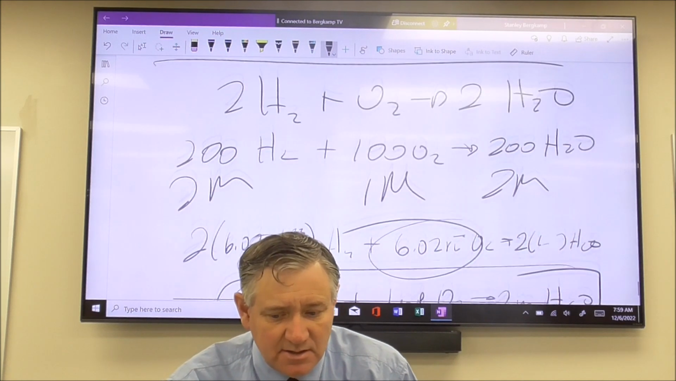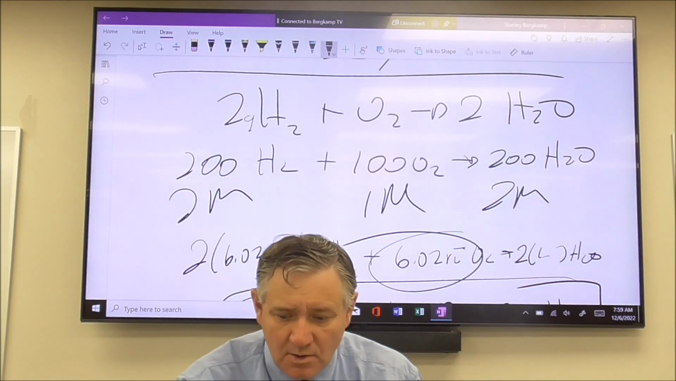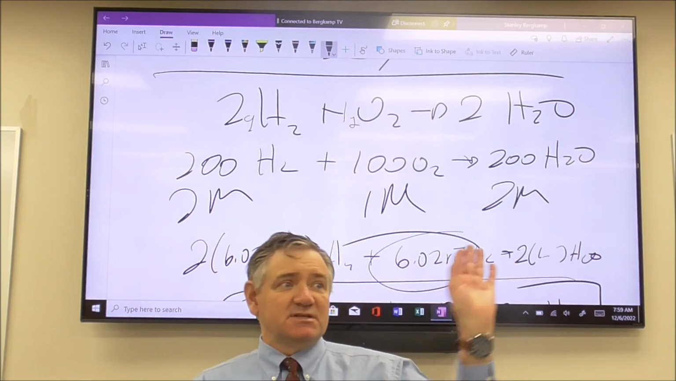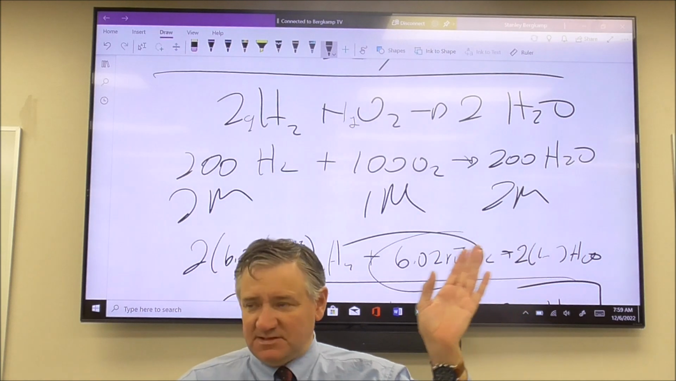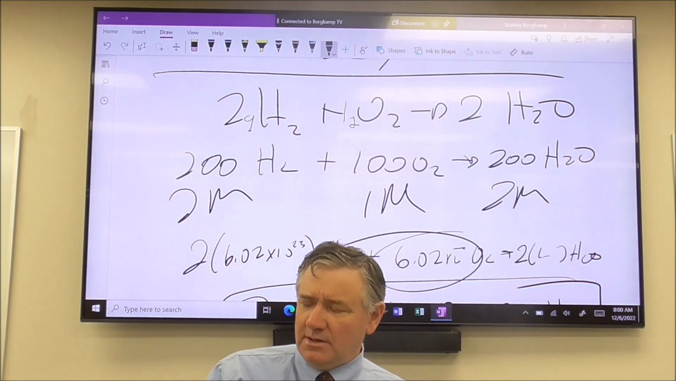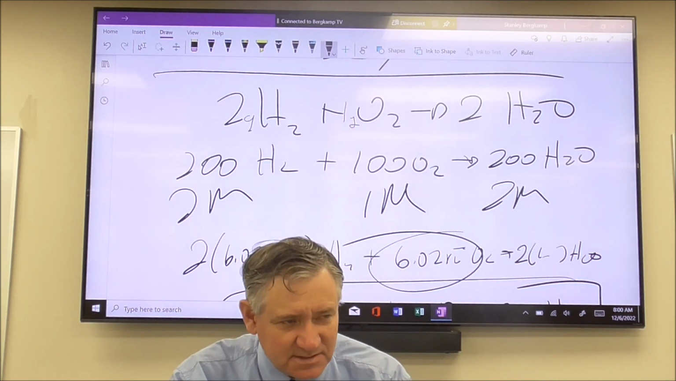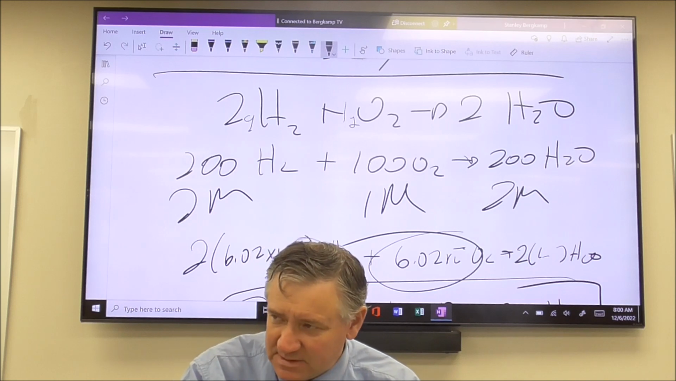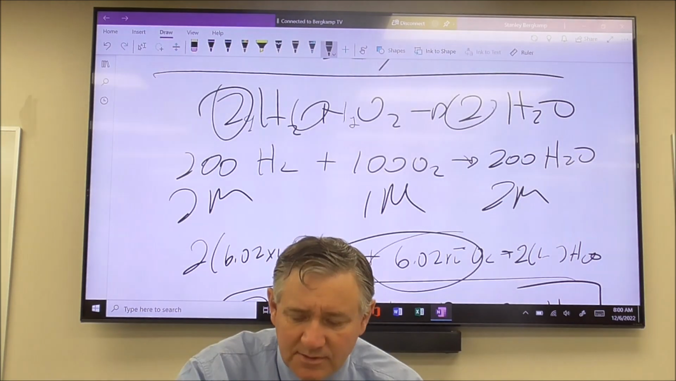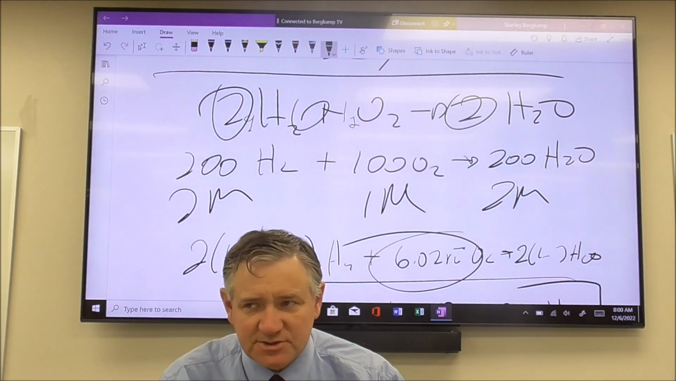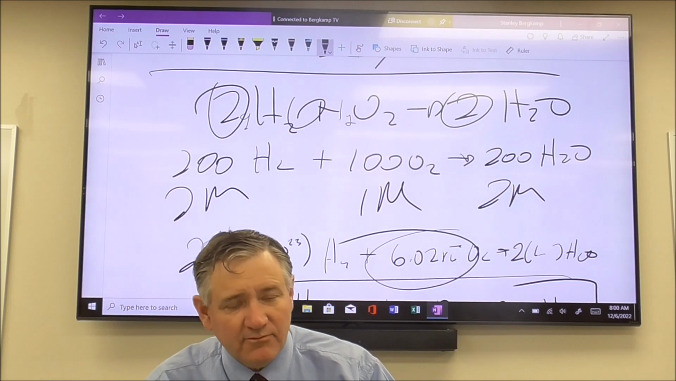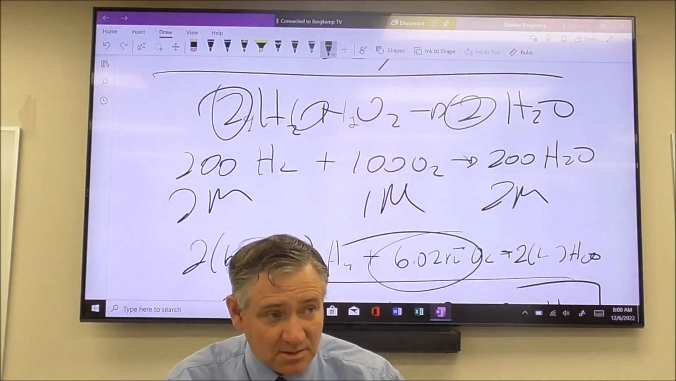This is not saying 2 grams of hydrogen react with 1 gram of oxygen to produce 2 grams of water, which doesn't make any sense at all anyway. I can't take 2, react it with 1, and end up with 2. So listen to me very carefully. If you keep this in mind, stoichiometry is simple. Those coefficients are not a ratio of mass. It is a ratio of moles. That's it. It is only a ratio of moles.